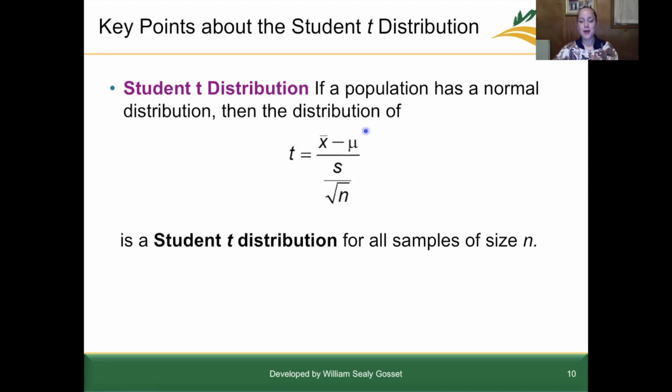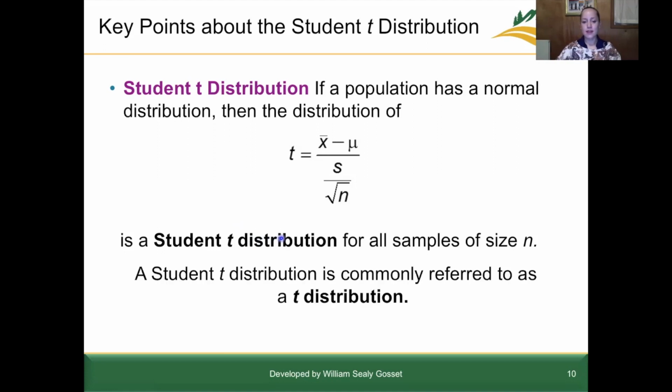Now we'll talk more about what formulas we'll use specifically for our practice problems. Keep in mind the key connection here. If a population has a normal distribution, then this formula is considered a student t-distribution for all sample sizes n. A student t-distribution is commonly referred to as a t-distribution, so you'll hear it either as a student t-distribution or a t-distribution, when perhaps it should be called a Gossett distribution. So, more on key points of student t-distributions.